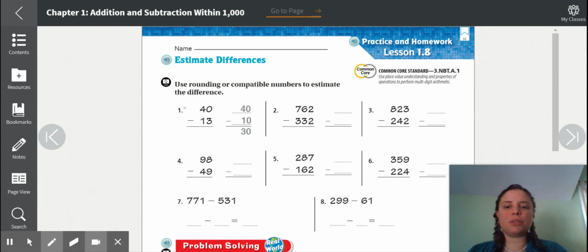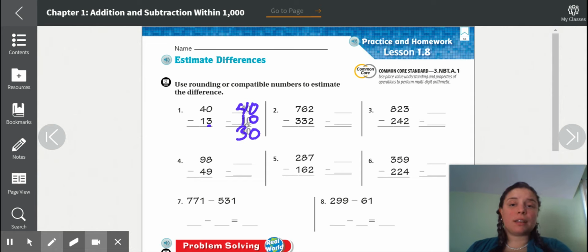Okay. So if we look at the first one, it says 40 minus 13, and we have to estimate. So that means I don't want the exact number. And 40, if you look at 40, 40 is already rounded, right? 40 to the closest 10 is 40. And then 13, we got to round it to the closest 10. We'll look at the 3, means we go down. So the closest 10 is 10. So 40 minus 10, see, even I get mixed up, is 30.